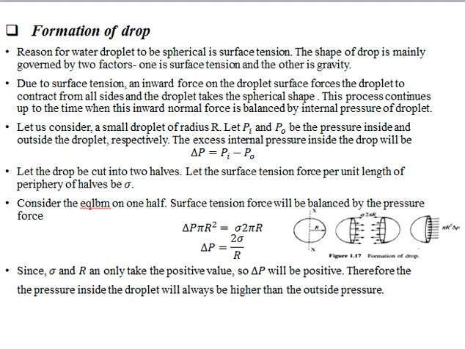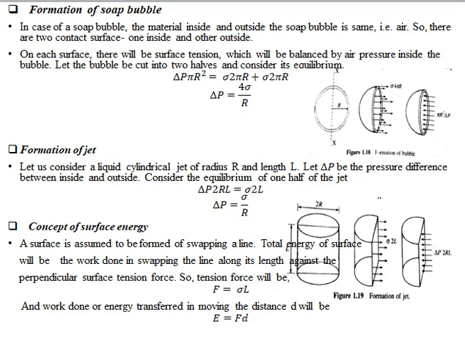Consider the equilibrium of one half. The surface tension force will be balanced by the pressure force. Therefore, delta P multiplied by the area will be equal to sigma into 2 pi r. Since sigma and r are only taken to be positive values, delta P will be positive. Therefore, the pressure inside the droplet will always be higher than the outside pressure. The same concept goes for the soap bubble also. Formation of a jet follows in the same manner.